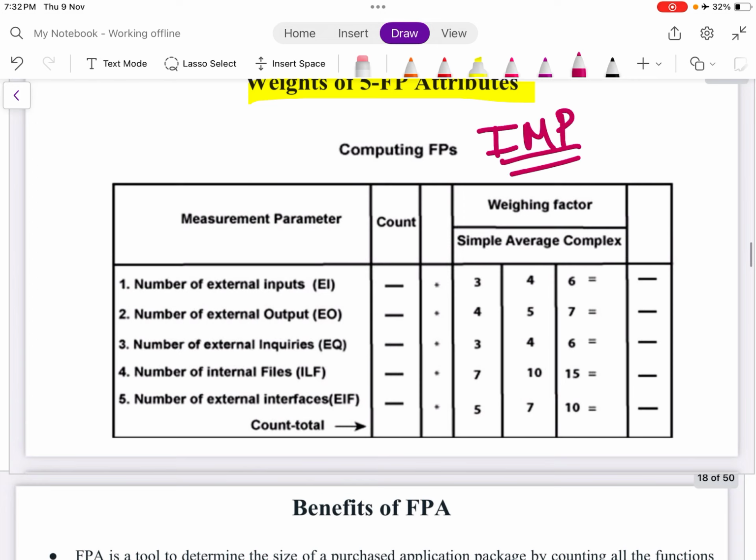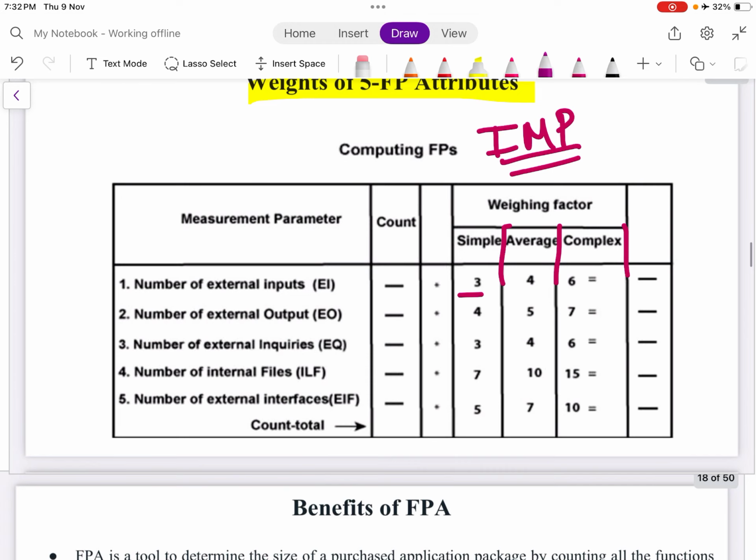Why? Because there are weights which are given. Number of external inputs, weight assigned for simple is 3, for average is 4, for complex it is 6. Number of external outputs, simple 4, average 5, complex 7. Number of external inquiries, simple 3, average 4, complex 6. Number of internal files, simple 7, average 10, complex 15. Number of external interfaces, simple 5, average 7 and complex 10.